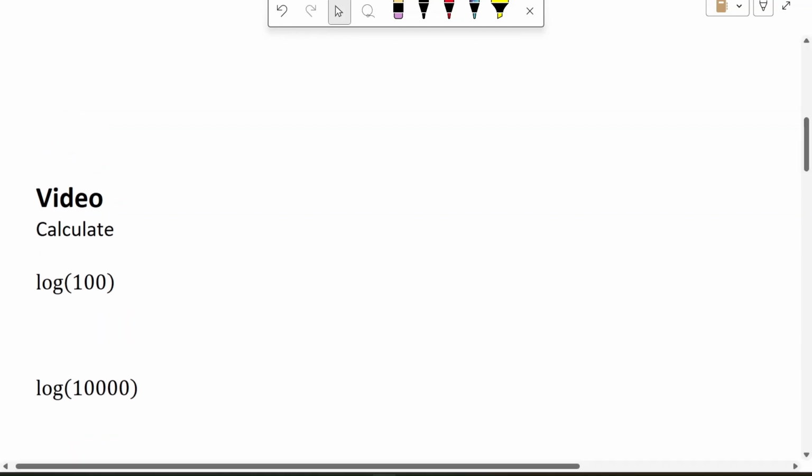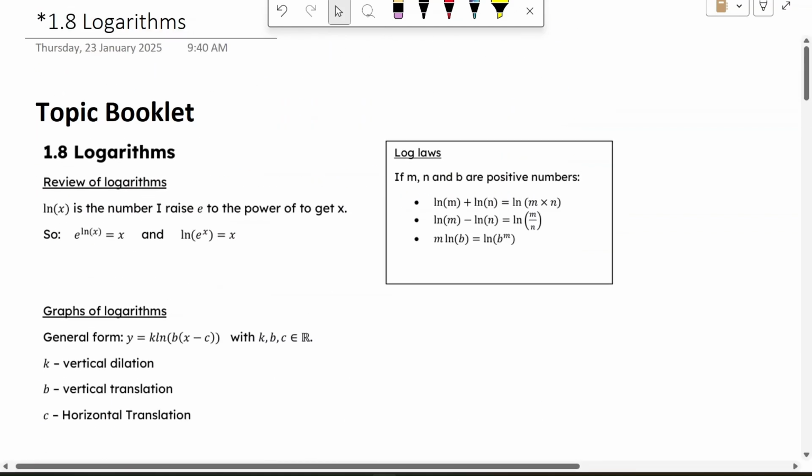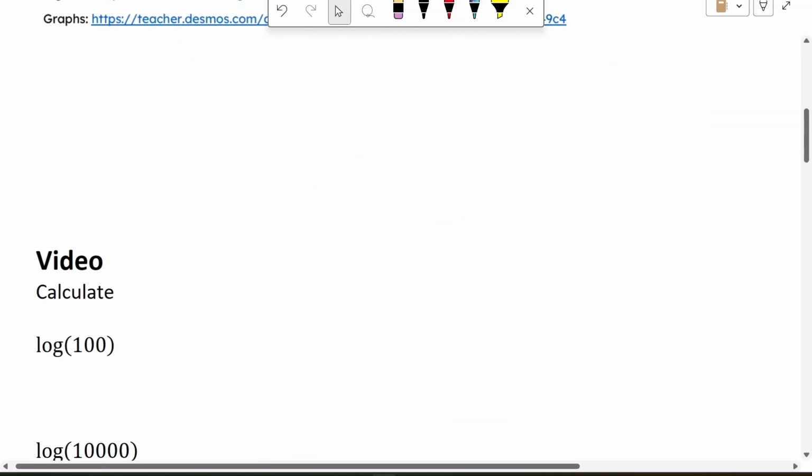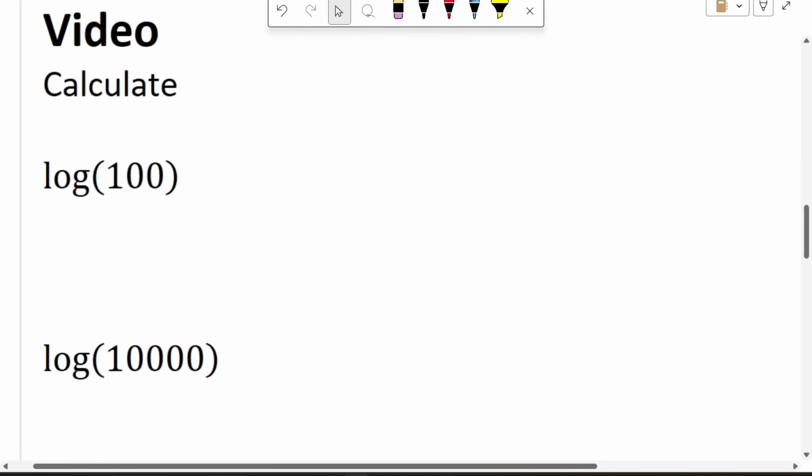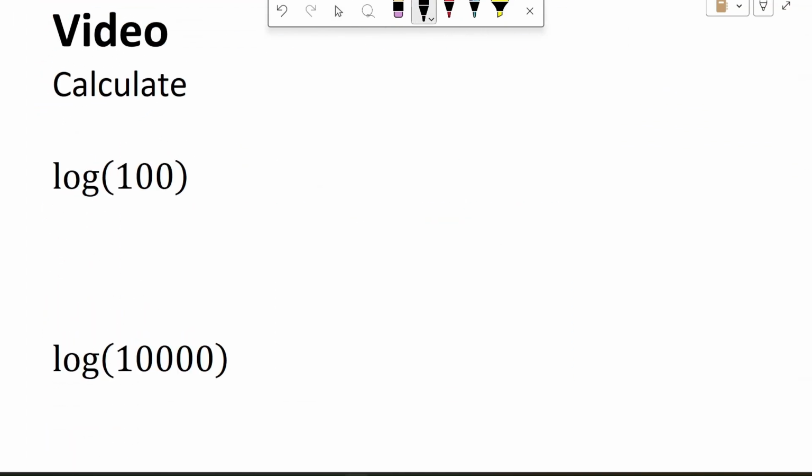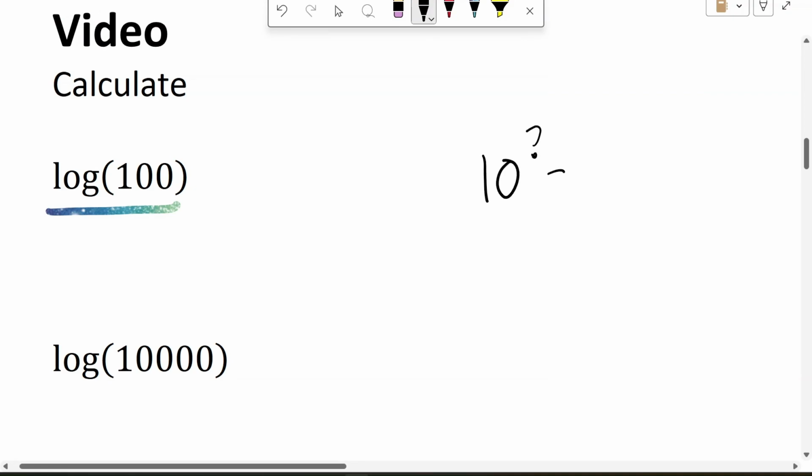This video will be a recap of logarithms before we get to doing derivatives of logarithms. So we'll start off with the definition of a log. Logs are usually in base 10, and something like this expression here would be asking you the question: 10 to the power of what gives you 100? If you're familiar with your powers of 10, the answer to that question is 2. So log of 100 equals 2.